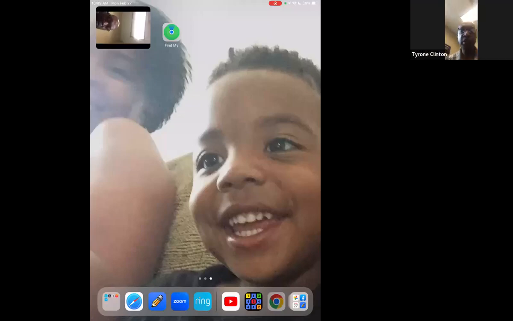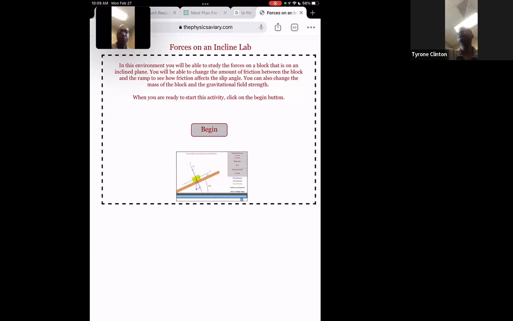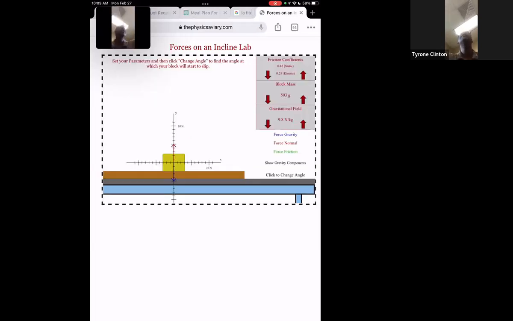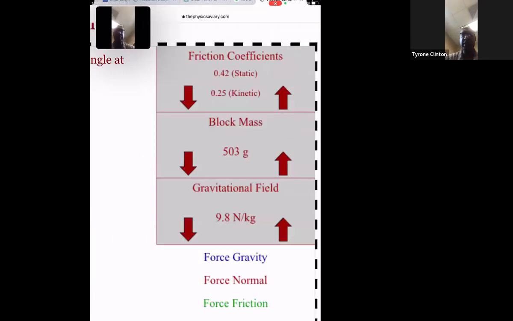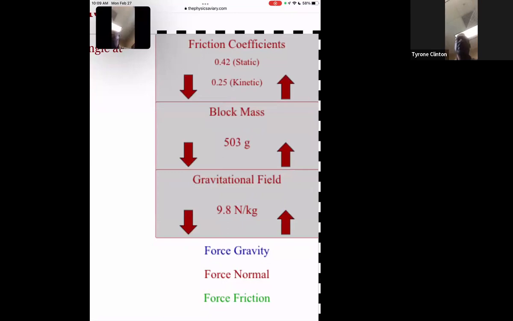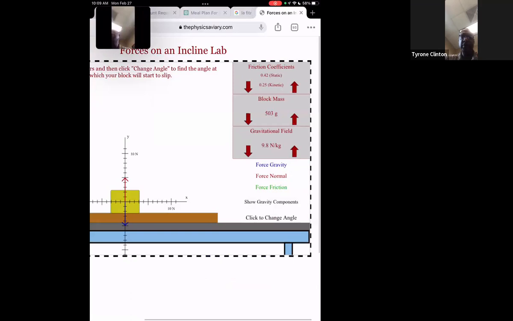So in this simulation, I'm following along with the directions that you should have. It'll ask you to, again, select, this time, a coefficient of static friction. Over here on the right side, you can see the frictional coefficient. In your book, and in most books, you'll see that as the Greek letter mu with a subscript of S for coefficient of static friction. And for coefficient of kinetic friction, it'll be mu sub K.